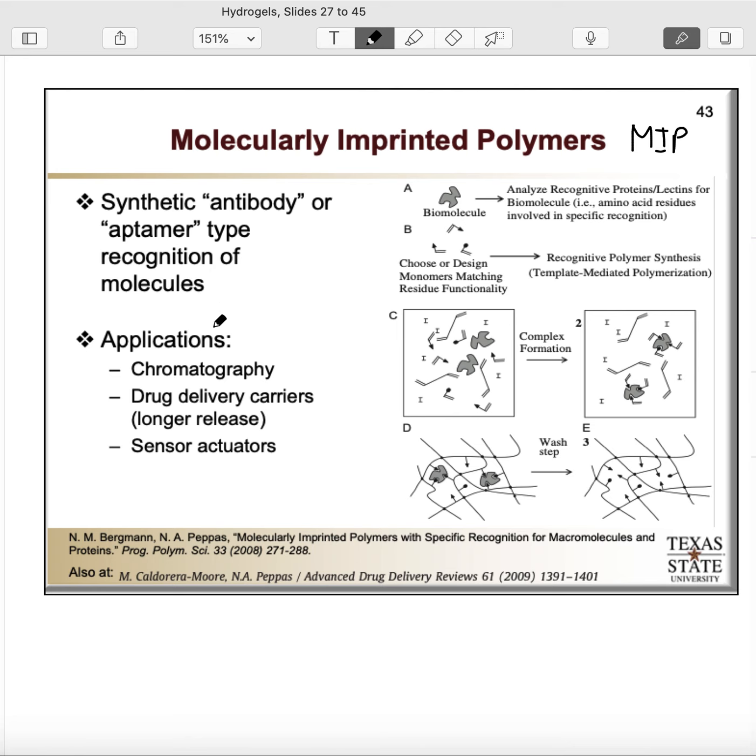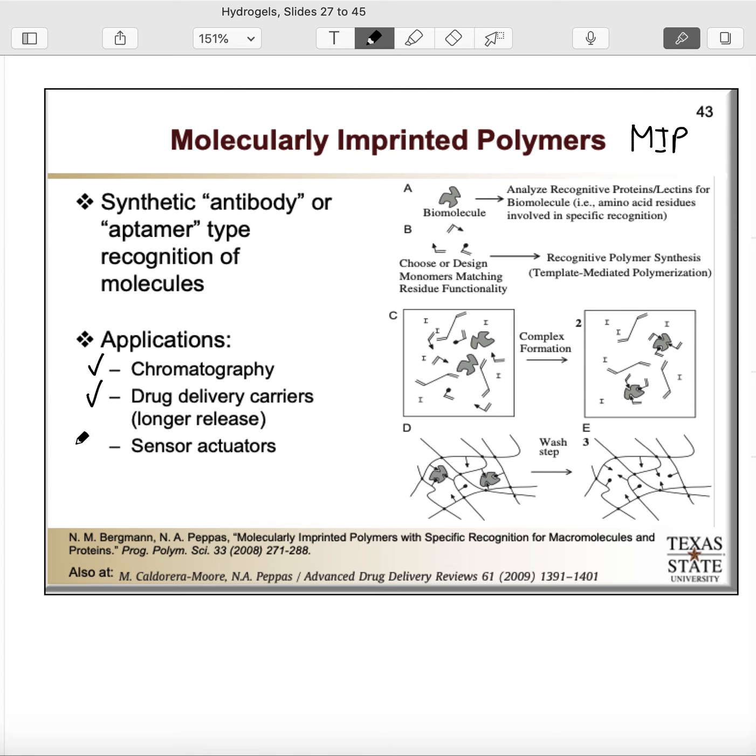And of course, this is going to have applications in a number of areas, including chromatography, where we want to be able to separate certain molecules from a mixture of a number of molecules. We could utilize these molecularly imprinted polymer networks for drug delivery, in that they're basically a hydrogel that has high affinity for a particular molecule, and so it would be less likely to allow that molecule to diffuse away, because we have the right chemical environment for that molecule to stay.